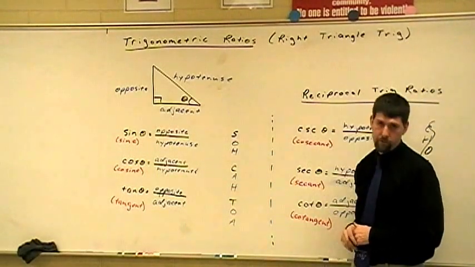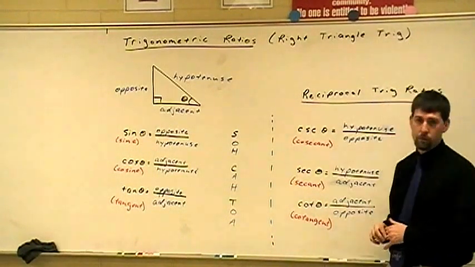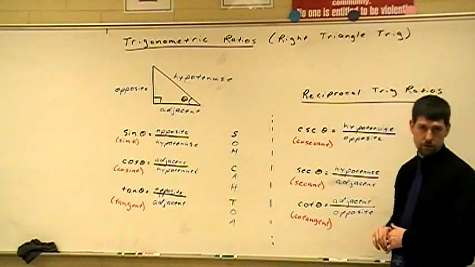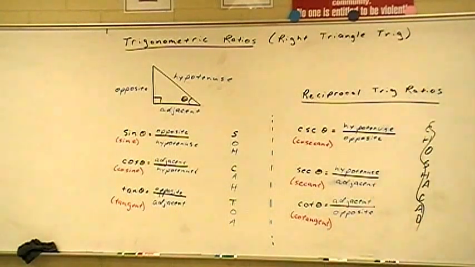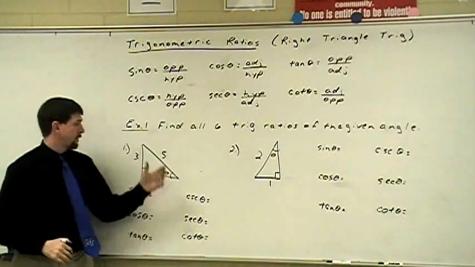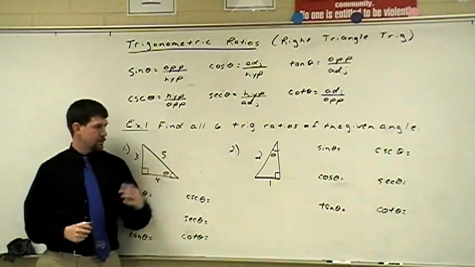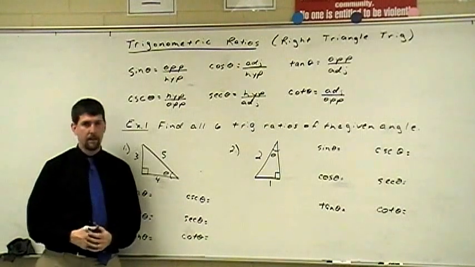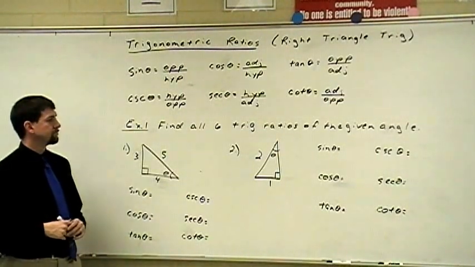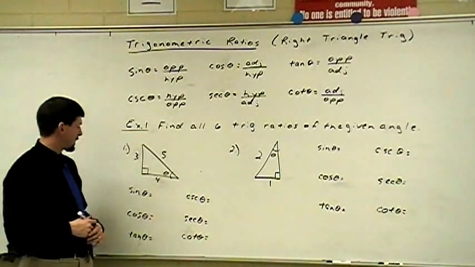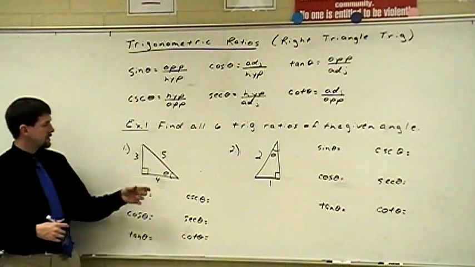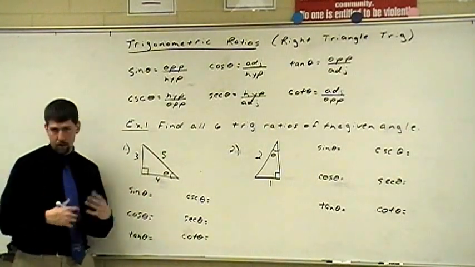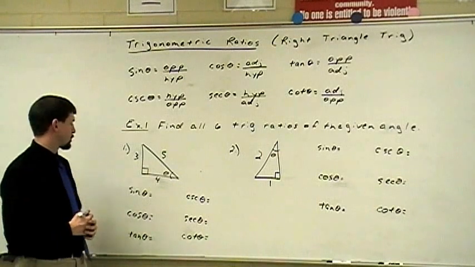Now let's go work a few examples where we create all these trig ratios. Okay guys, here we've got a few examples of a couple of triangles that we know the sides. Now let's create those trig ratios based on those sides. So first off, we've got this 3, 4, 5 triangle, very, very common right triangle.